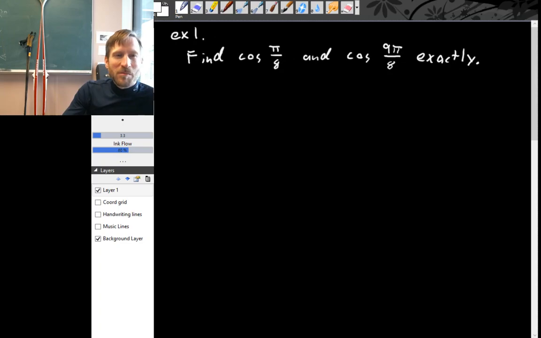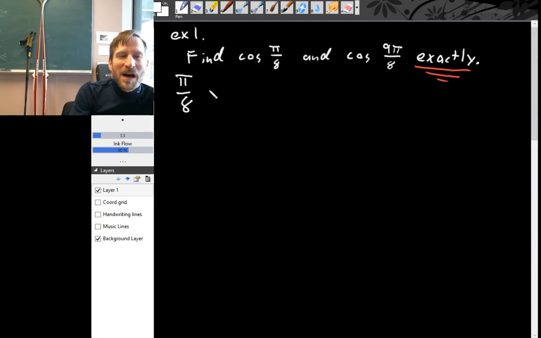Here's the first example. We're going to find the cosine of pi over 8 and the cosine of 9 pi over 8 exactly. And this, as we've seen in the past, this word right here, exactly, is key. We won't be satisfied by just plugging these angles into a calculator and seeing what it spits out. I want an exact expression for these values. Okay, so let's start with pi over 8.